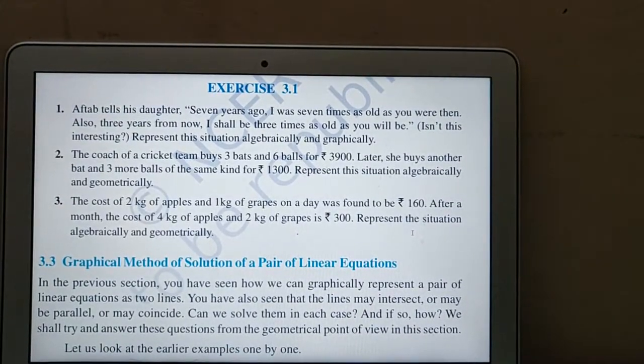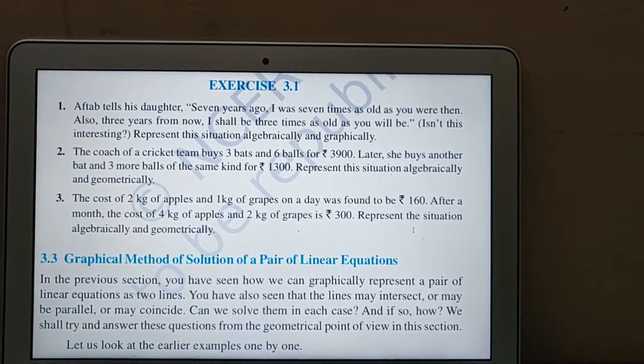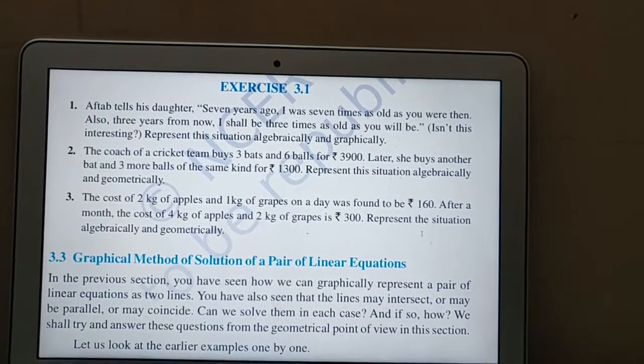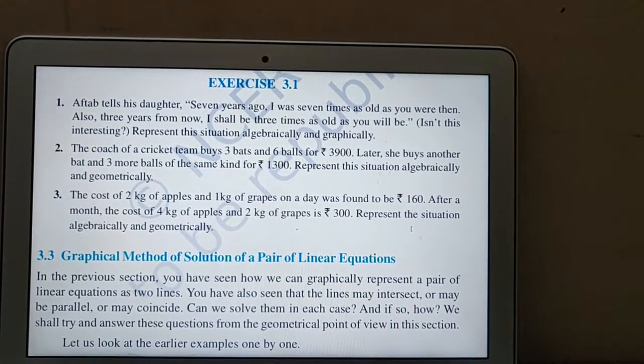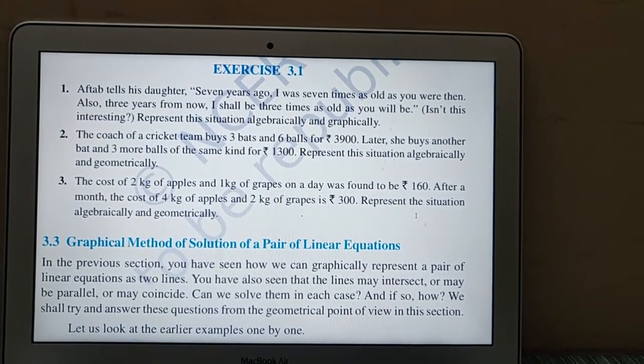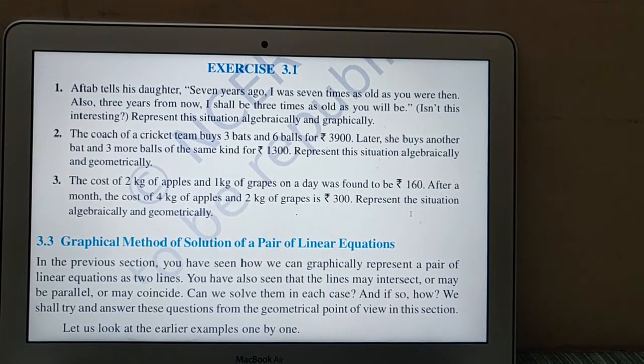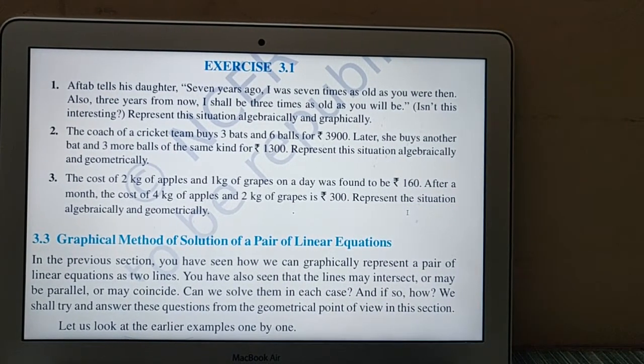Now look, yesterday we discussed exercise 3.1. We have discussed all the three equations, correct? And we have represented this situation algebraically. Now we will be discussing the same equations, but today we are going to represent them graphically, correct?